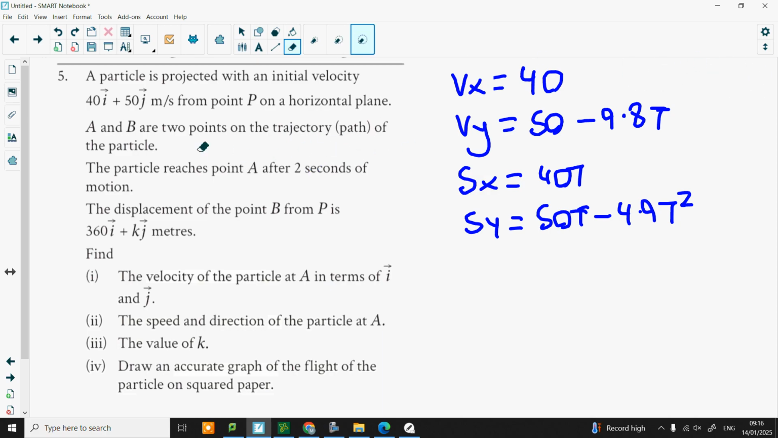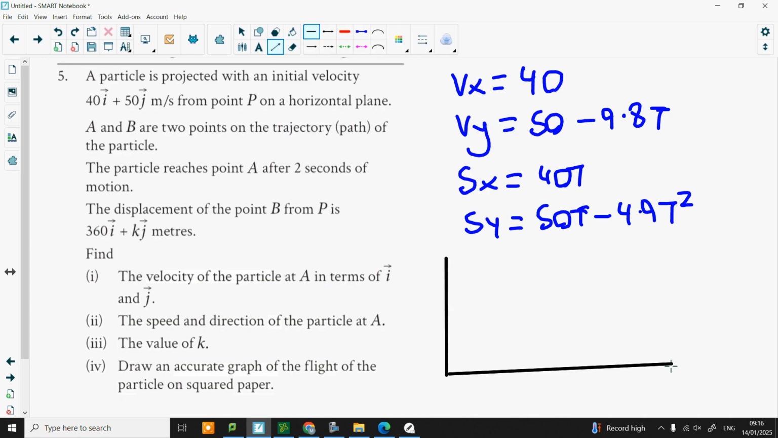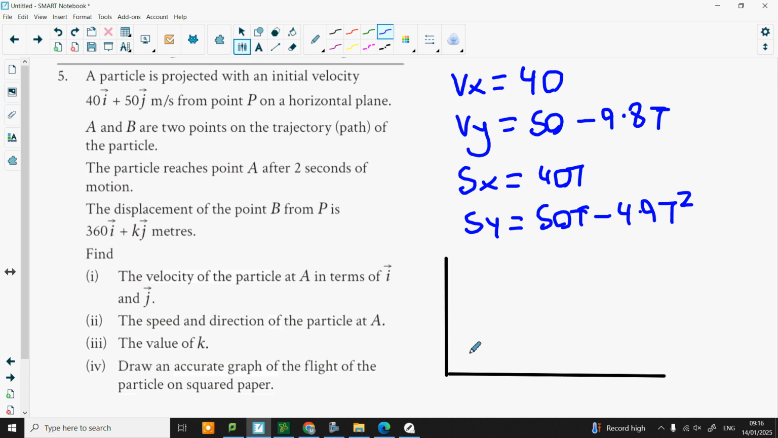Okay, now A and B are 2 points on the trajectory, so I'm drawing a graph here, just a standard path of an arrow or any projectile. Now, the particle reaches point A after 2 seconds, and the displacement of point B from P is given. So I don't know if it's on the way up or the way down. Both points could be on the way up, one could be on the way up and the other on the way down, or they could both be on the way down. I actually don't know, do I?